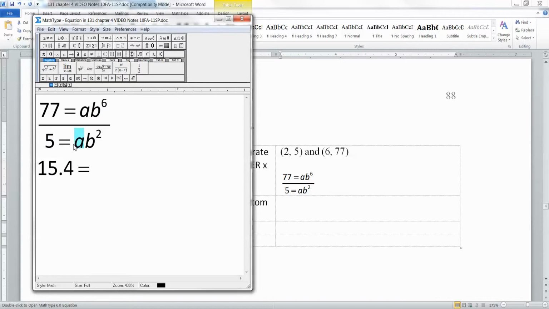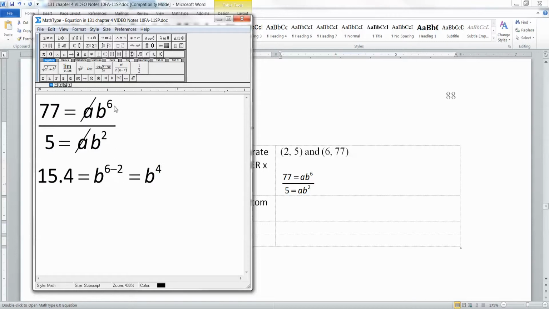And over on the right-hand side, a divided by a, this is why you're doing it, it makes 1. It's eliminated, in its own way. And that leaves you b to the, but this is 6 take away 2, which is b to the 4th, right? Because you subtract those powers. Remember that property from earlier in this chapter. So you say, okay, 15.4 equals b to the 4th.